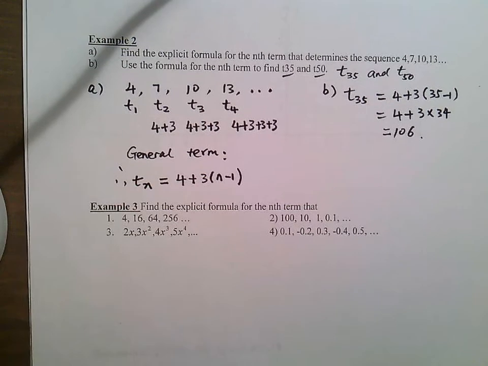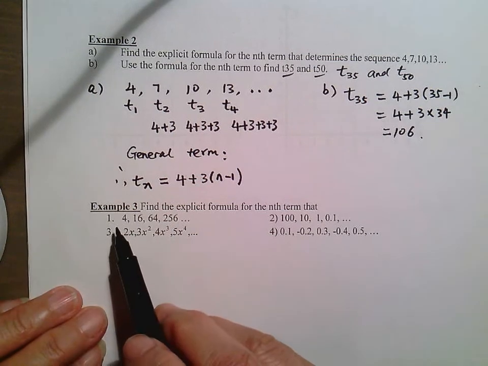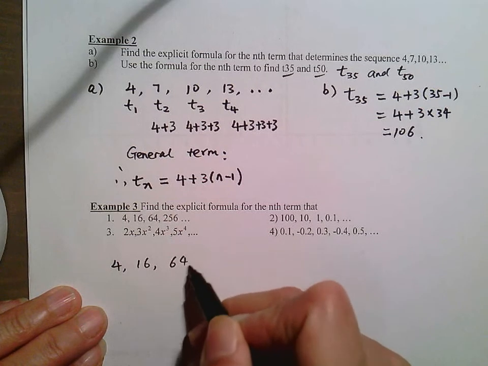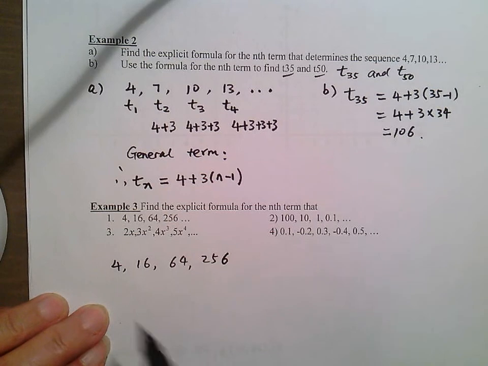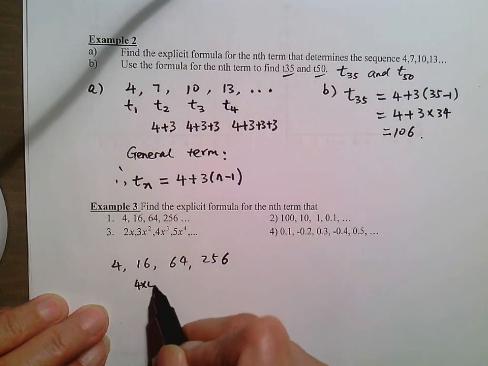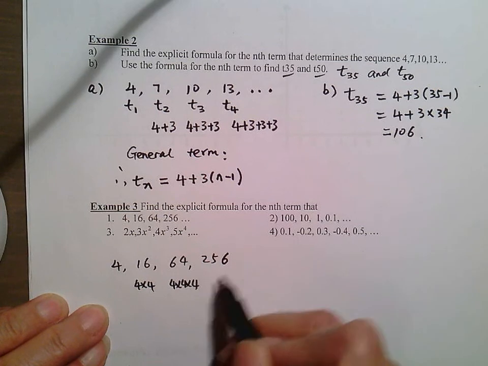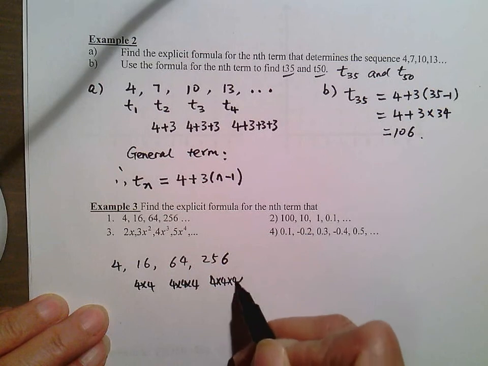In example 3, you are given more sequences, so you have to check out the pattern. For example 1 is 4, 16, 64, 256. So you can see that's your first term. Second term is 4 times 4, right? Third term is actually 4 times 4 times 4. The fourth term is 4 times 4 times 4 times 4.